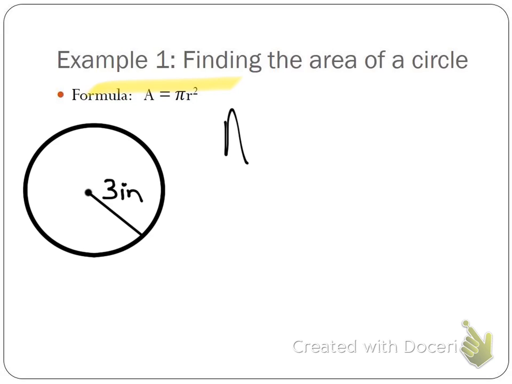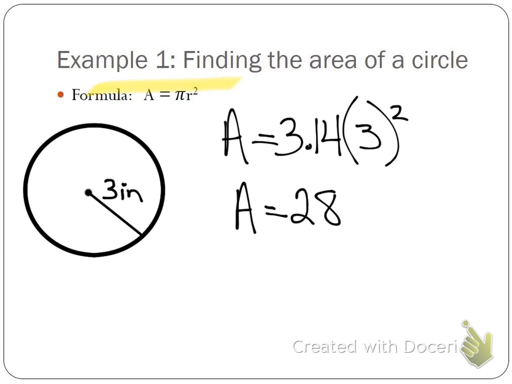So what if I had a radius of 3 inches? So what value did we say for pi? Times 3 squared. Now I need to make sure that I follow order of operations. What do I do first? I evaluate the exponent. Is it 3 times 2? No. 3 times 3. The exponent tells me how many times to multiply the number by itself. So 3 times 3 is 9. What's 3.14 times 9?